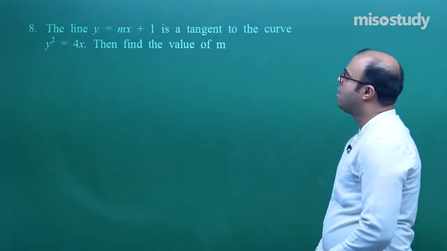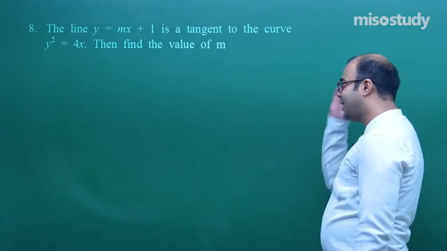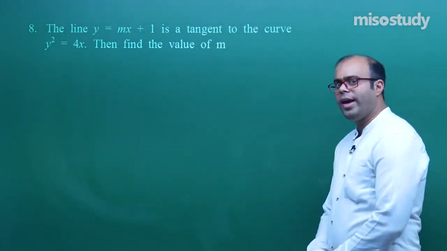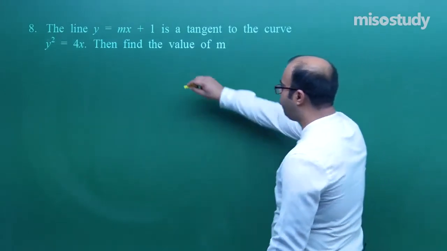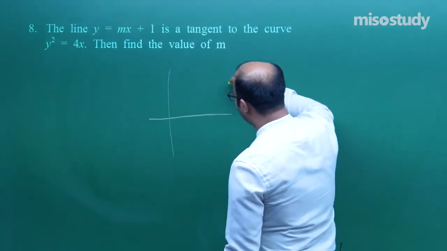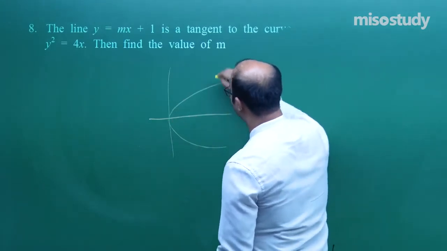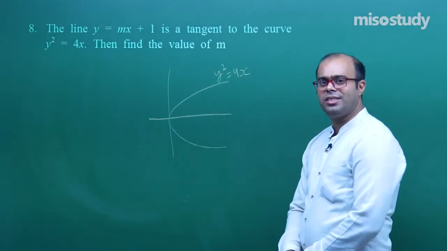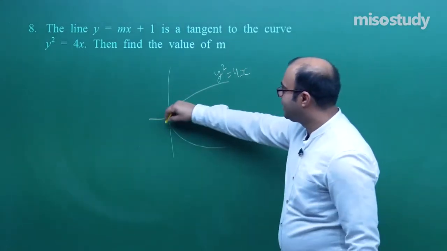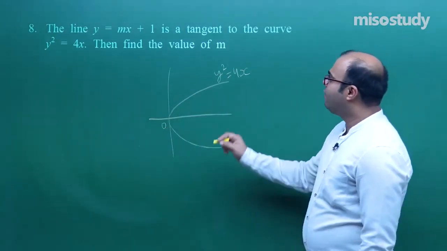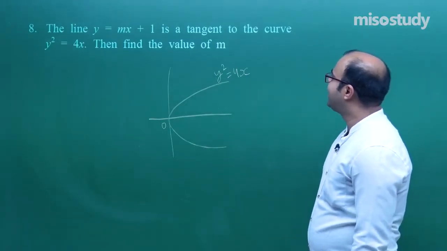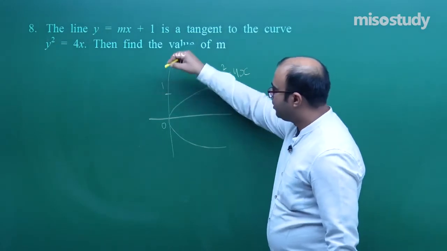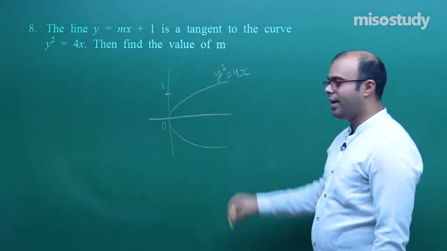The 8th one. The line y equals mx plus 1 is a tangent to the curve y square equals 4x. Then find the value of m. y square equals 4x is a graph. To understand it more clearly, though you can solve it without drawing the graph, y square equals 4x is the right opening parabola whose vertex is at the origin. The line y equals mx plus 1 is a tangent to the curve. So this plus 1 is the y intercept, where the line intersects the y axis.